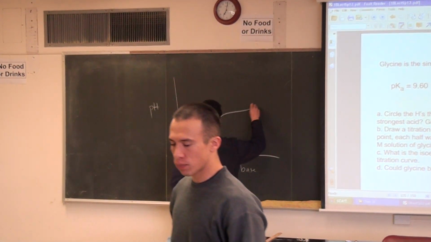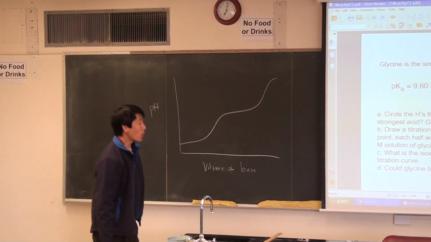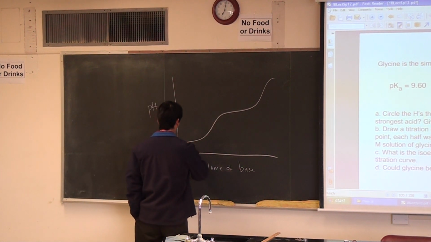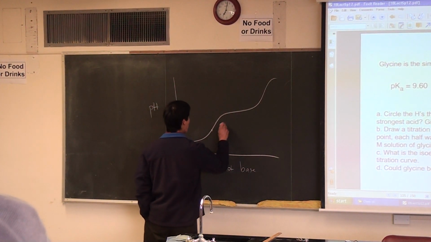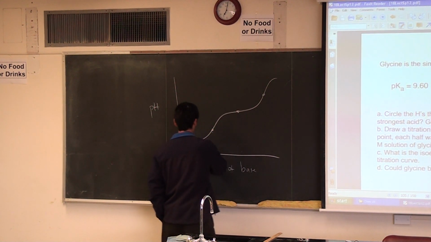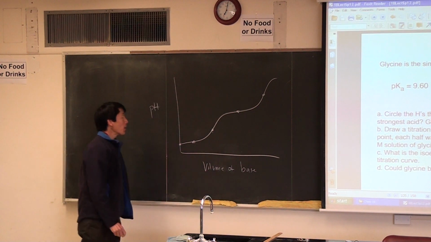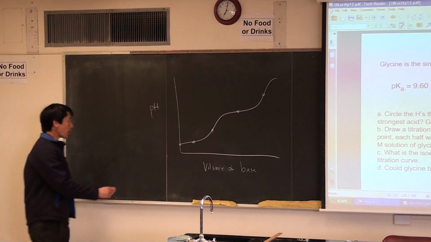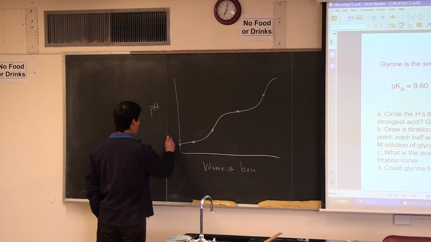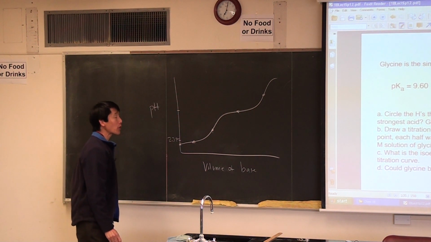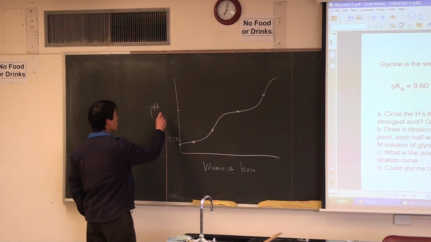Okay, so it's going to look something like this. And then you want to also label a pH at the starting point, each halfway point, and each endpoint. Let's see, we have 1, 2, 3, we have 5 points to associate a pH with. At the first halfway point, the pH is equal to pKa1, so that's going to be 2.34. At the second halfway point, the pH equals pKa2, which is 9.60.